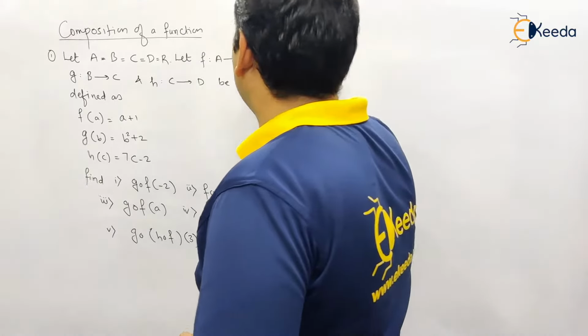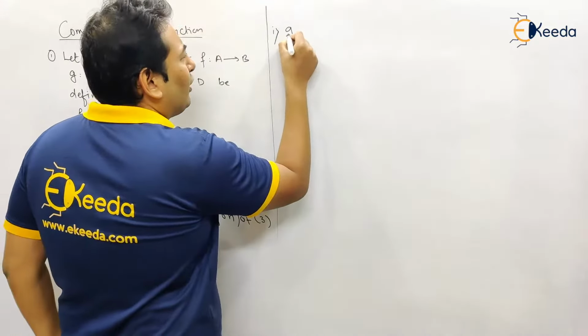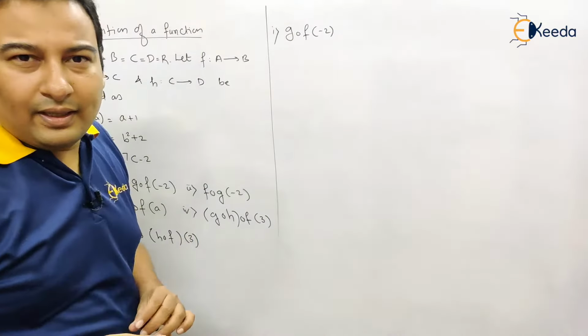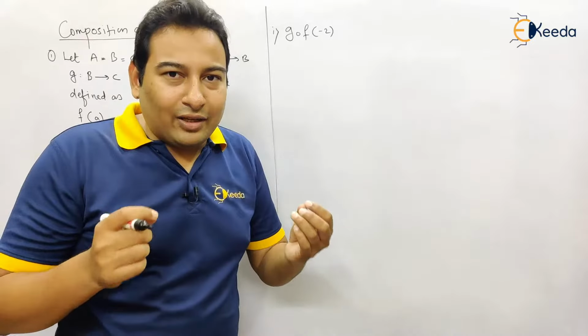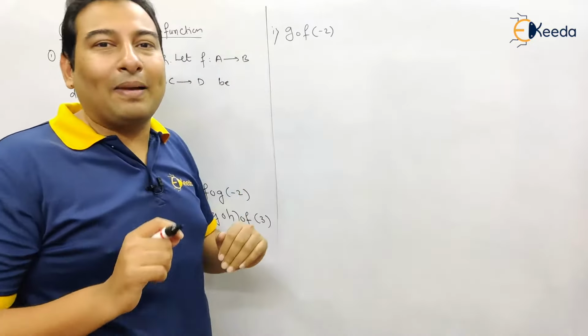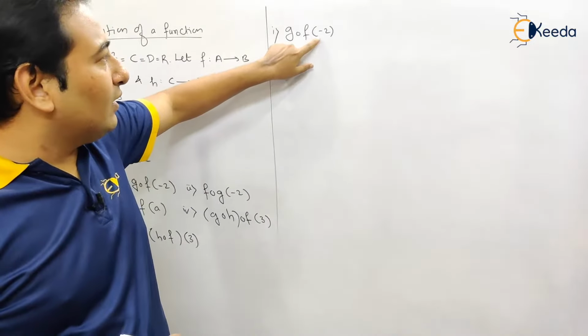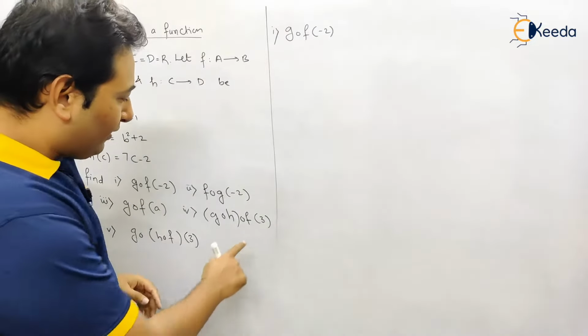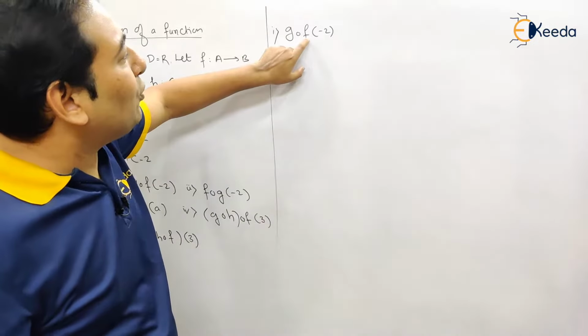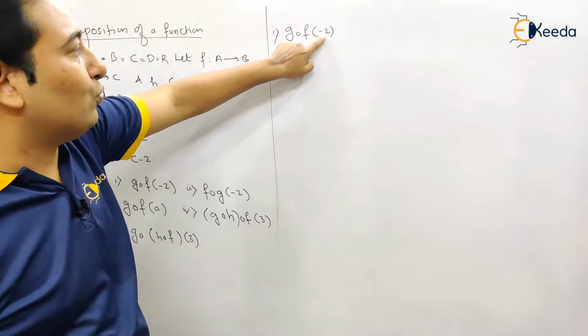So let us start with the first question, G of F of minus 2. First of all, let me tell you the trick. You're going to start from this side, ignore brackets and the circle. This brackets and circle, all ignore. Start from this particular side. First of all, you're going to find F of minus 2.